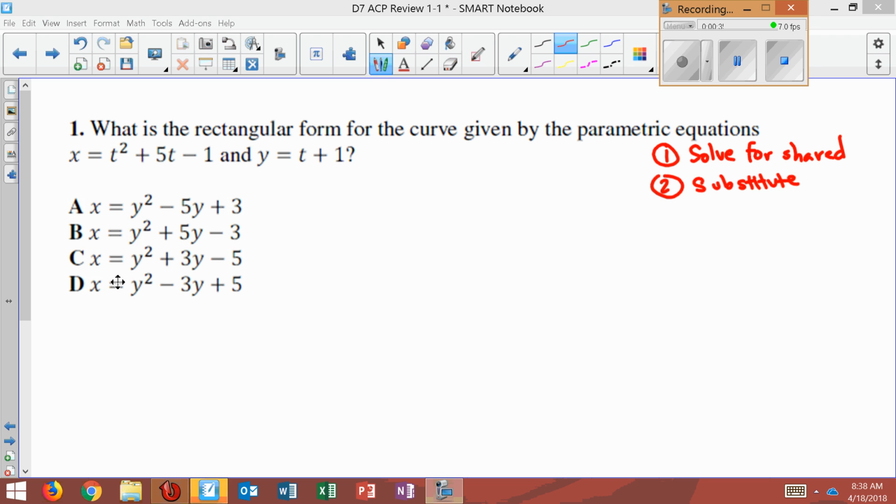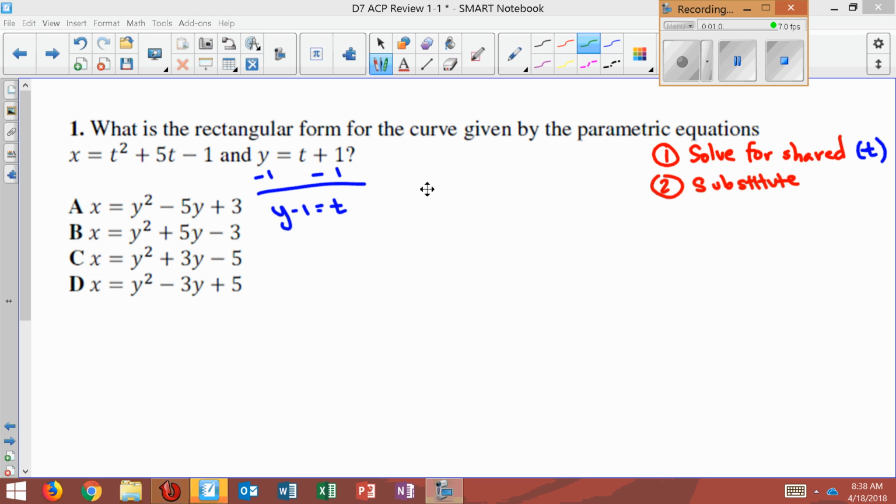Now I'm looking at the answer choices, and the last answer choice is going to be x equals. So I'm going to take the y equation and plug it in over here, so I'll end up with x equals. Now we first need to find out what t equals. So to get that, I just subtract 1 on both sides, and I find out that y minus 1 is equal to t. Now I'm going to take this, now that I've solved for the shared variable, which in this case was t. T is what was shared. And I'm going to substitute that into the other equation. This is now step 2.